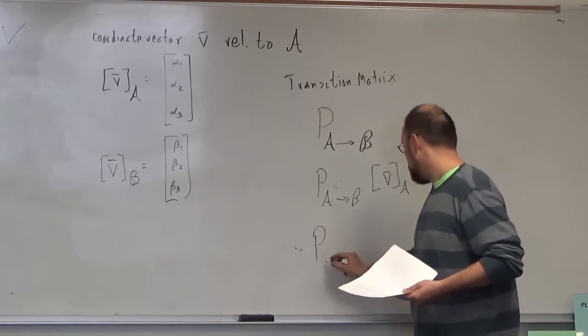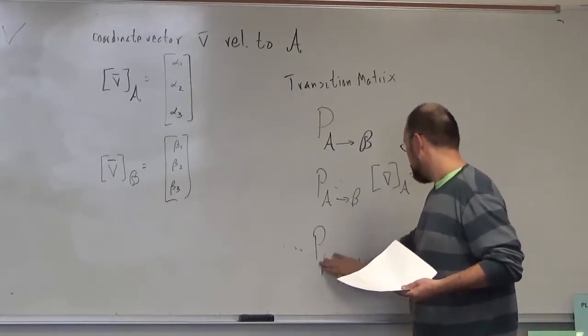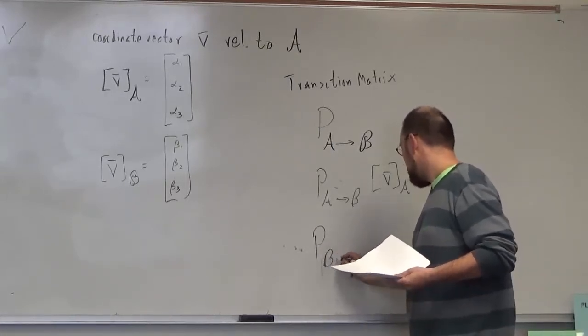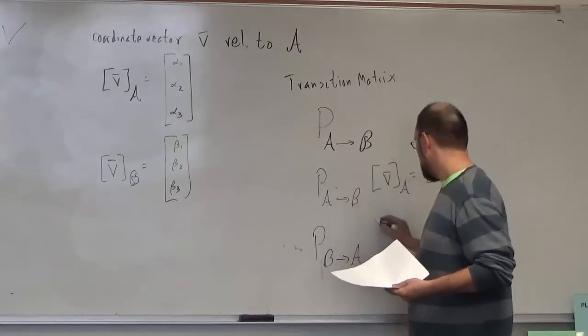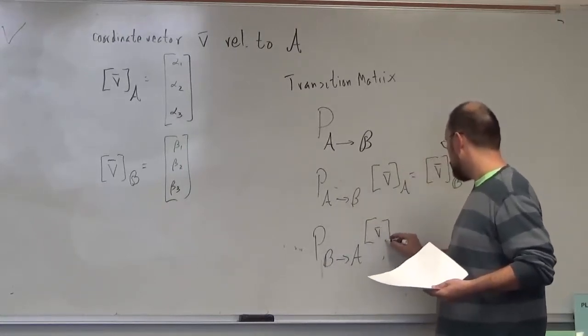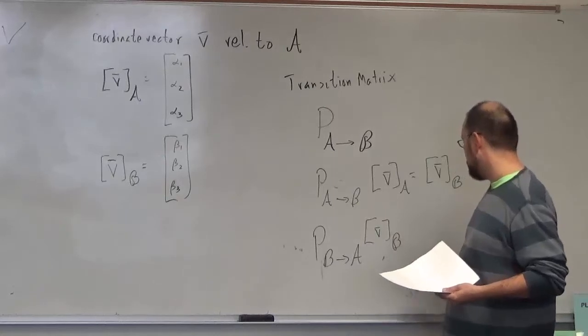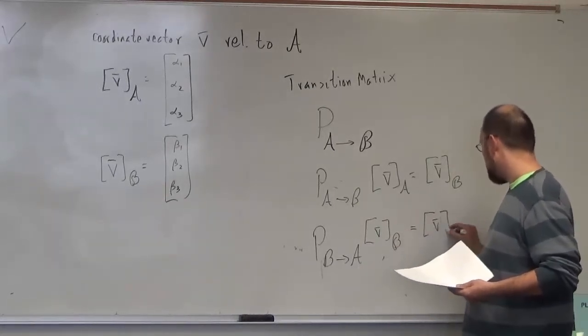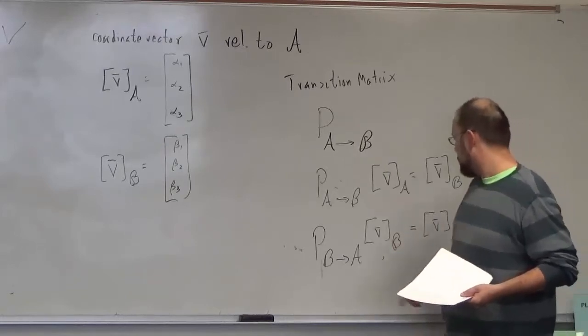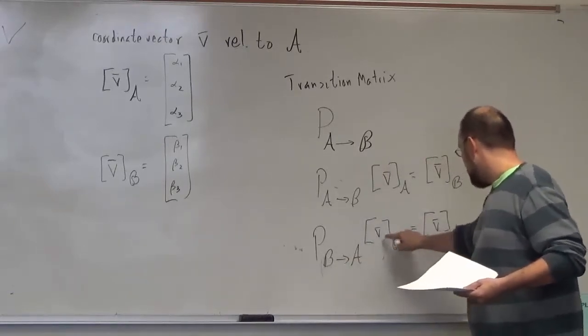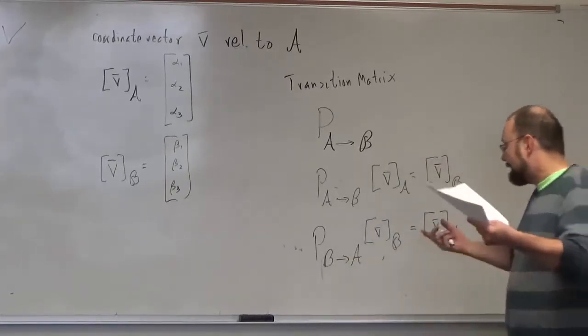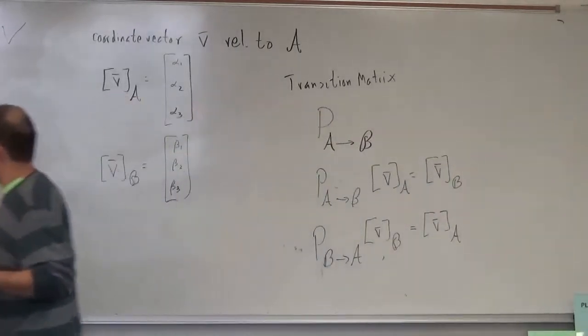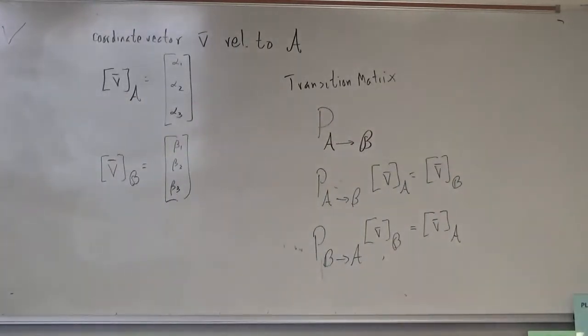And the transition matrix from B to A multiplies coordinate vectors with respect to basis B and returns the coordinate vector with respect to basis A. Now, both of these coordinate vectors are representing the same vector, just different coordinate representations of it. So how would we set this up?